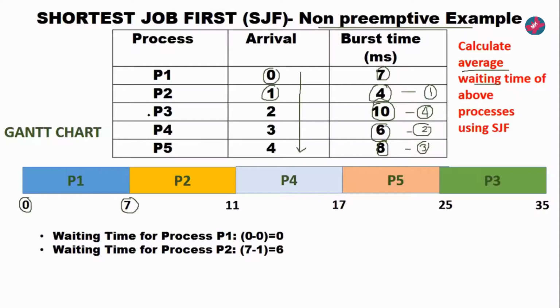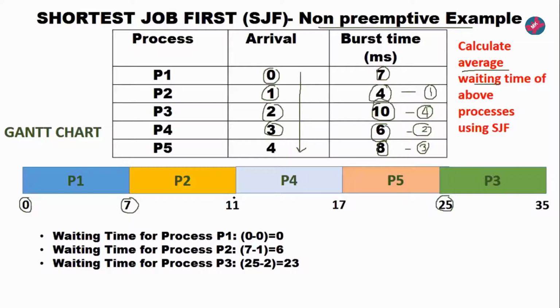Now next, P3. P3 got the CPU at 25 milliseconds, but it entered the system at 2 milliseconds. So 25 minus 2, 23. Now P4, it entered the system at 3 milliseconds.